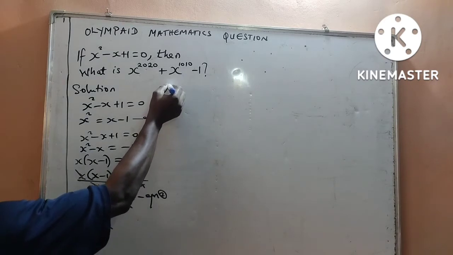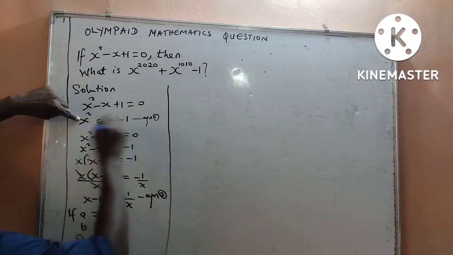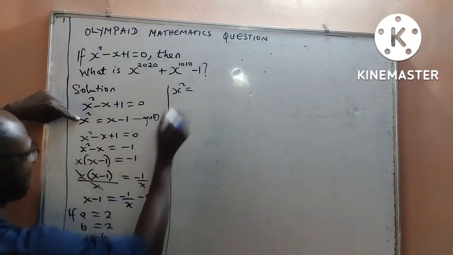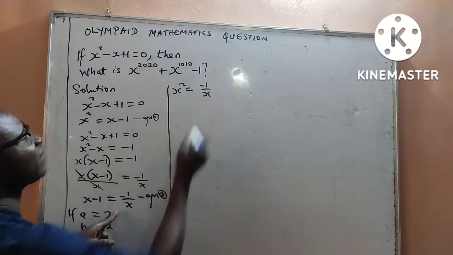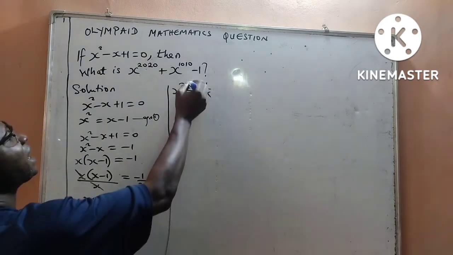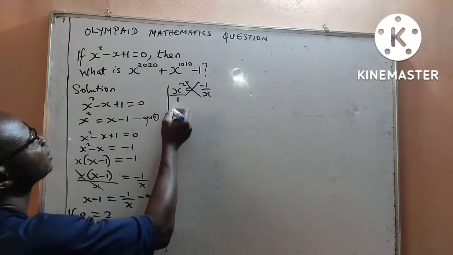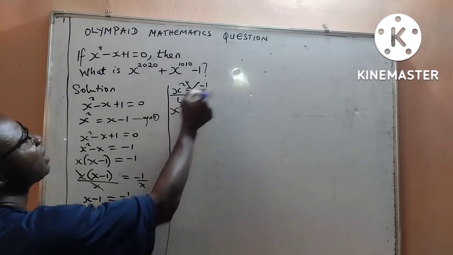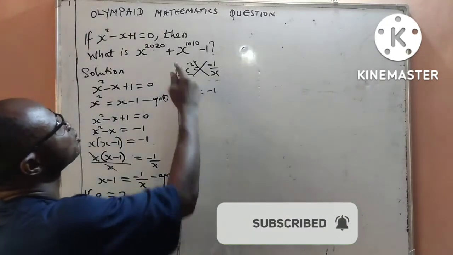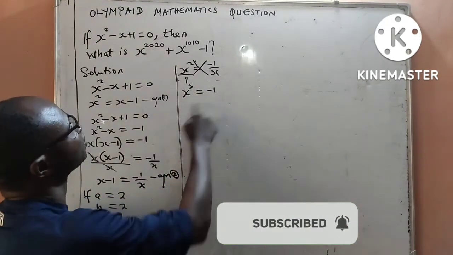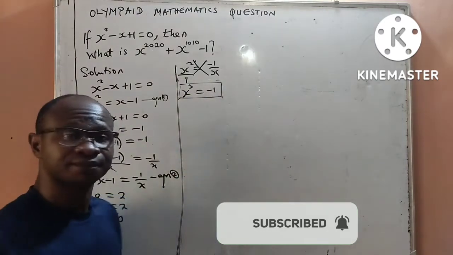By that fact, I can now have that x minus 1 is equal to x squared, and also x minus 1 is equal to minus 1 all over x. So two of them are equal. I can do cross multiplication here to have x times x squared to give me x raised to the power 3, and 1 times minus 1 is minus 1. So we have gotten that by cross multiplication, x raised to the power 3 is equal to minus 1. We shall be using this.